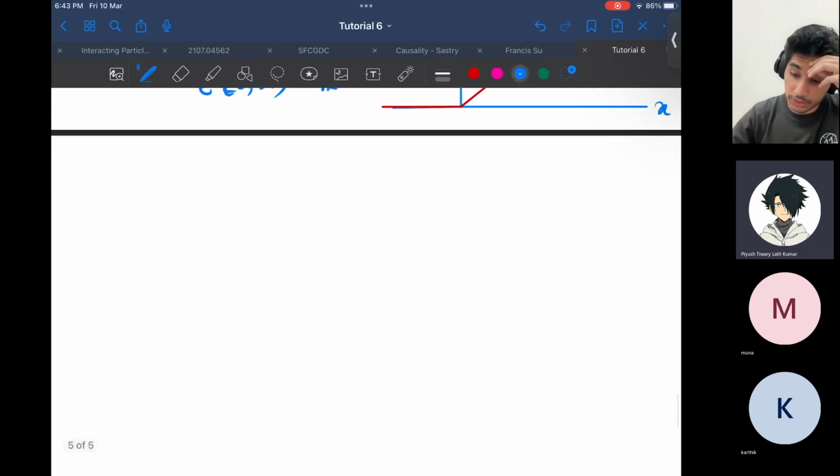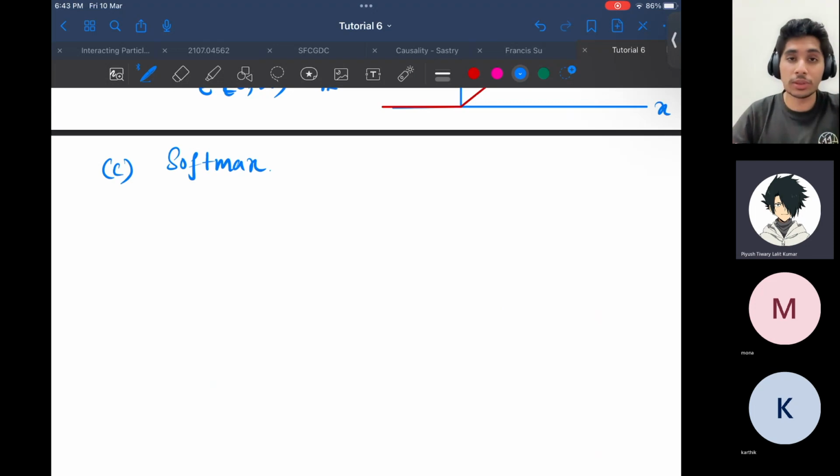So what is the third option? C is softmax. What was softmax? As the course progresses, maybe these things will come to your mind immediately. If not, just keep up with the course. So what was the softmax function?